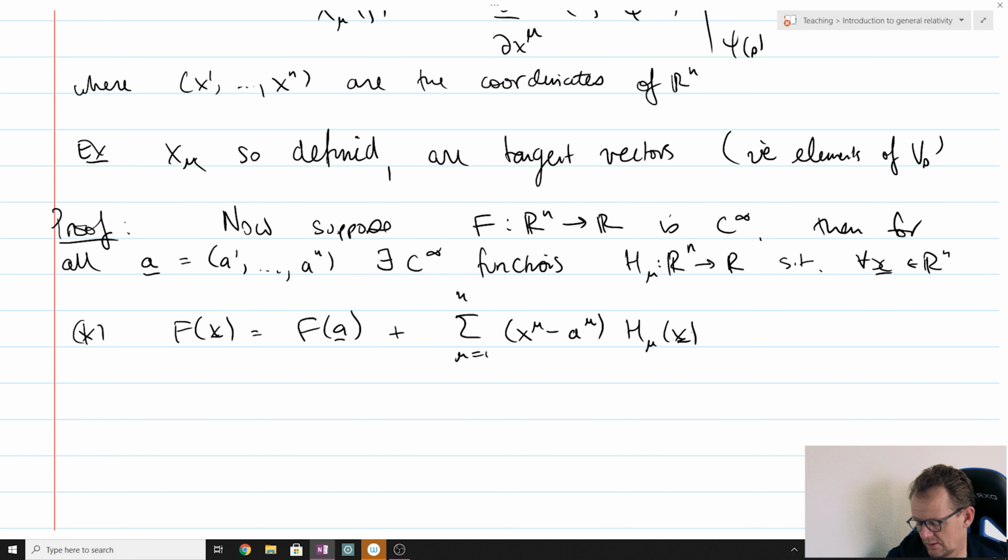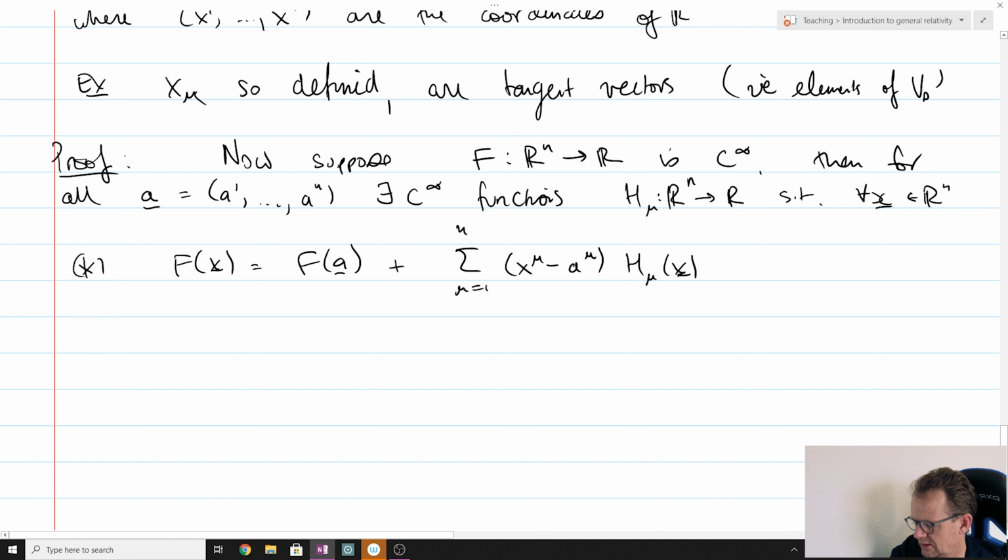But this result here says something a bit stronger. It says that for any smooth function on Rn, it's possible to write that function at an arbitrary point x as the function evaluated at a fixed point A plus some coordinate differences multiplied by, instead of the derivatives of our function, the first order term in Taylor's theorem, some arbitrary C infinity functions h mu of x. So this is, well, mediumly irritating. It's not completely obvious how to prove this.